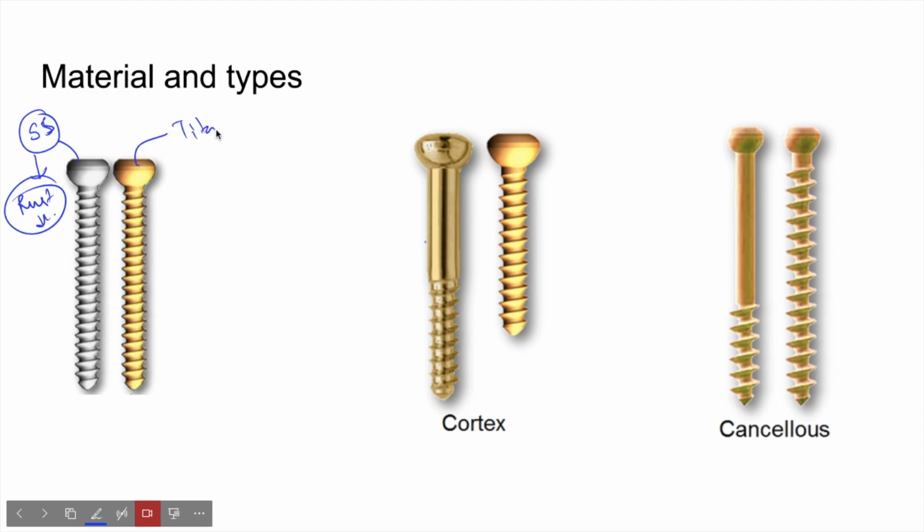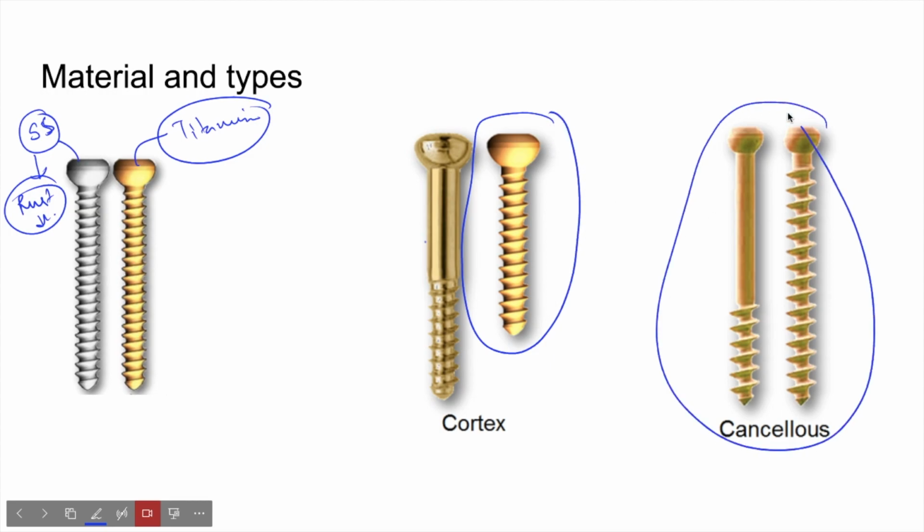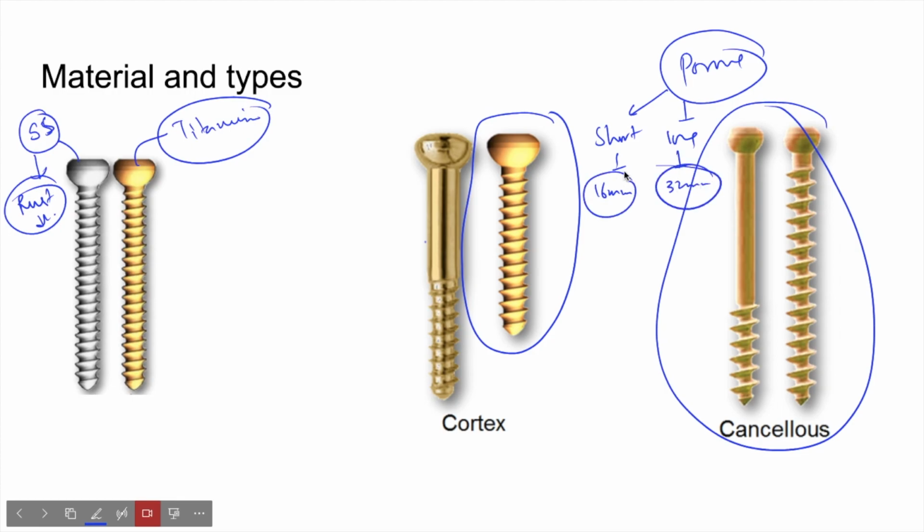Second is titanium. Titanium is another common material from which screws and implants are made. You have two types of screws based upon the bone for which they are used. You have the cortical screw, which is used for dense cortical bone, and the cancellous screw, which is used for porous cancellous bone, so that it does not pull out and integrates well with the metaphyseal cancellous bone. This can be short threaded or long threaded. The short threaded is about 16 millimeters and the long threaded is usually 32 millimeters.